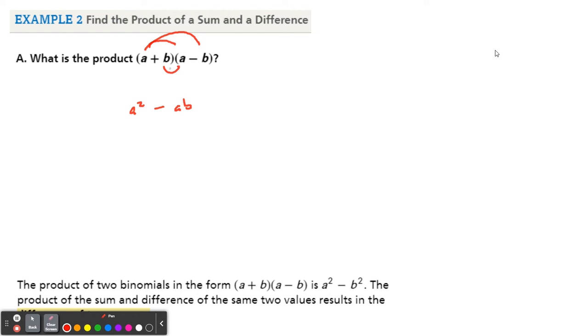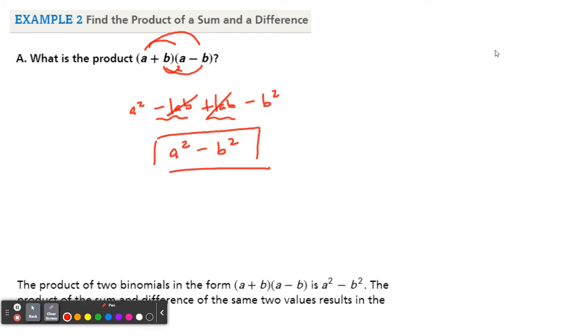Now let's take this positive b and distribute it twice, right? B times a, that's going to be a positive ab this time. And b times negative b is negative b squared. So now when we look to combine those two middle terms, we have a negative 1ab and a positive 1ab. The negative and the positive will cancel. You will not get two middle terms that combine, they will cancel, and you're just left with the first term squared minus the second term squared.